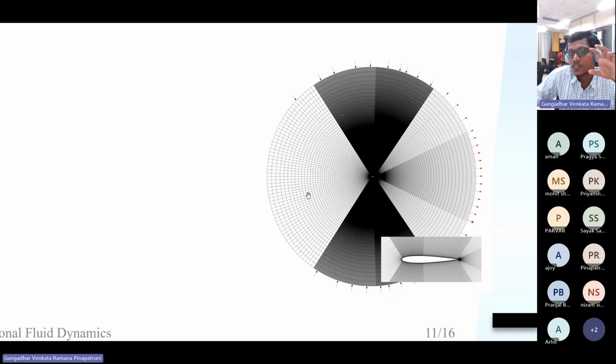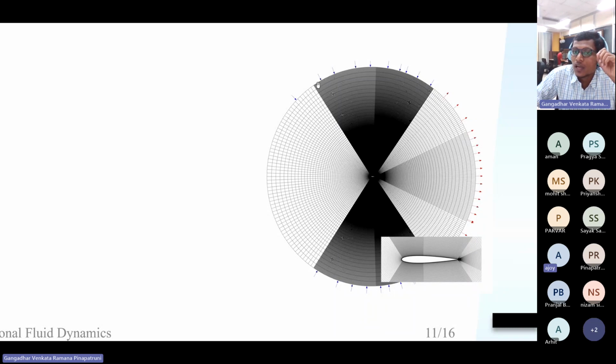You can see I discretize everything, the computational domain, into small cells. Now at every small cell, my partial differential equations will be solved by using the finite volume method. The finite volume method will solve my partial differential equations and give the information of velocity and pressure based upon the boundary condition.